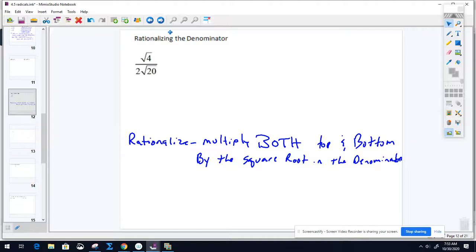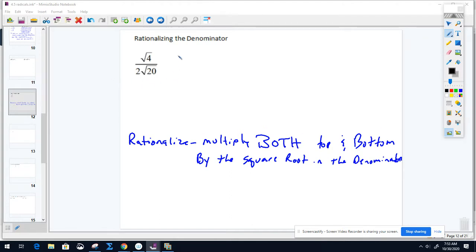All right, the next thing we're going to do with radicals is rationalize the denominator. One of the three things, you cannot have a radical in the denominator of a fraction. So this is the process called rationalize the denominator. And when you look at this problem, all the other rules hold true for simplifying.